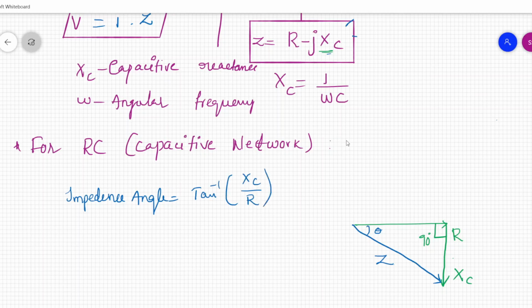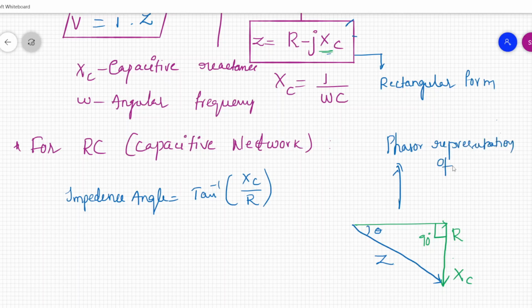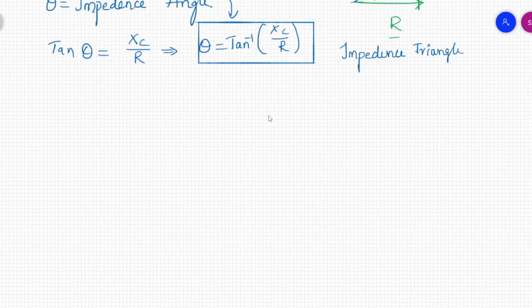So earlier this is the rectangular form of representation of impedance. This is the phasor representation of impedance Z. Okay, now let us proceed. This theta is leading here, right? Theta, the impedance angle, is leading for a capacitive network.